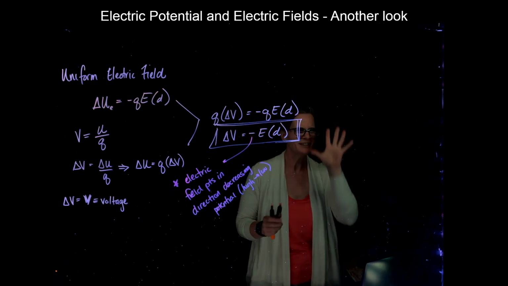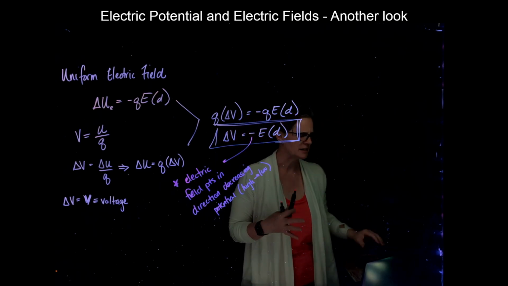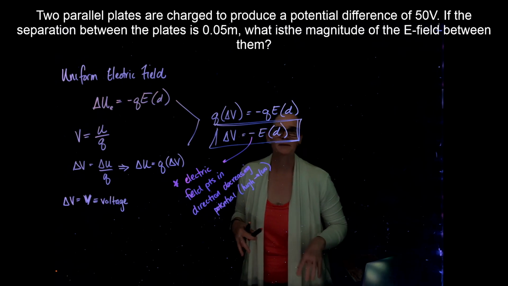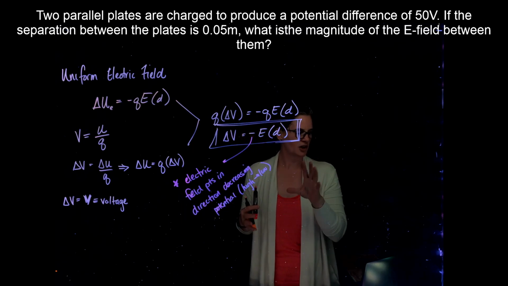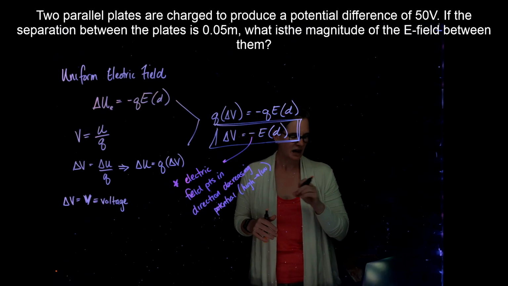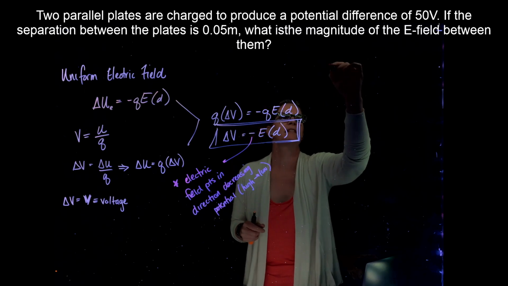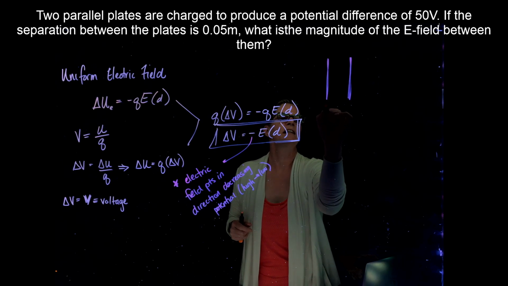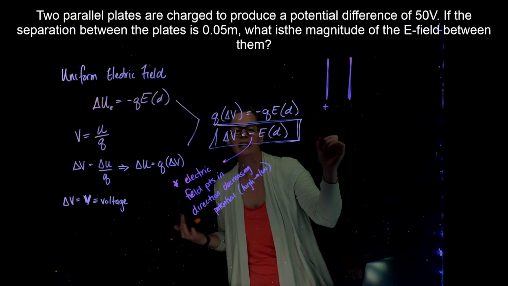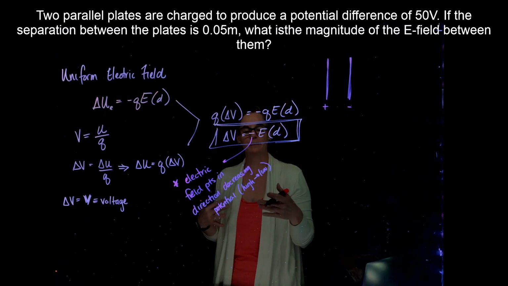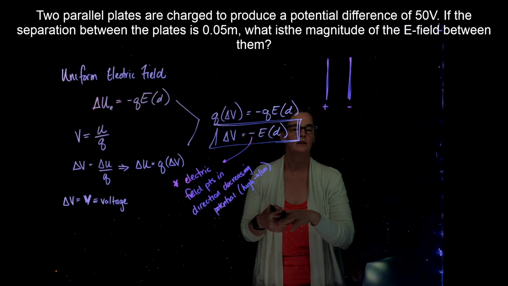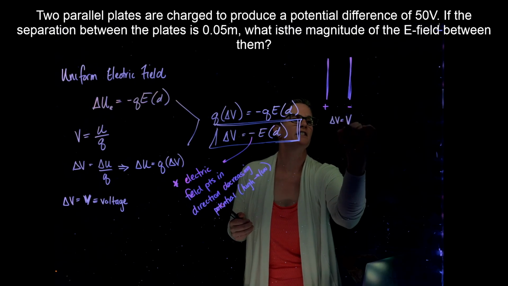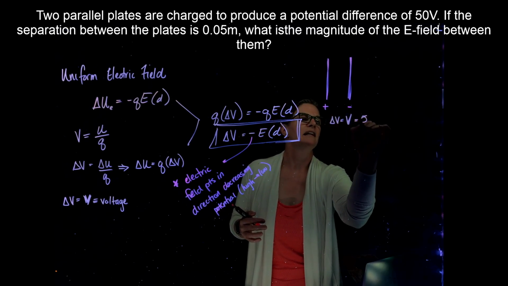So let's do a quick little example. It'll be very fast, just to familiarize yourself with this relationship. I'm just going to pop that example up here. So let's imagine we have two parallel plates and they're charged to produce a potential difference of 50 volts between them. So what does that look like? Here I have one plate, another plate. We'll say this one is at a higher potential than this one. So I'll label one a positive potential, one a lower potential. And the potential difference between these two, or the voltage designated by these two plates, is 50 volts.